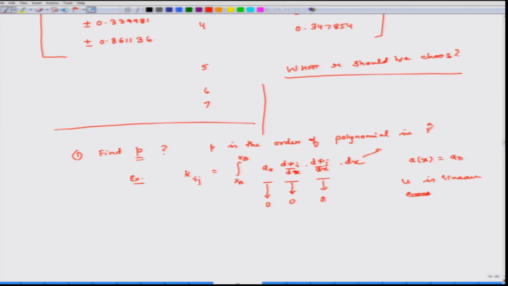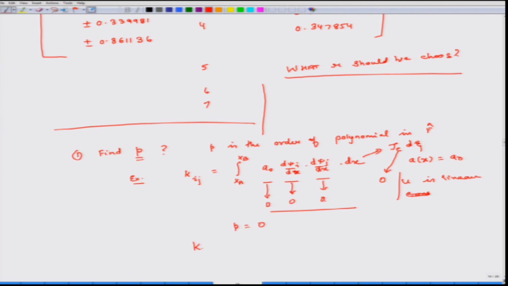So now, 0 plus 0 plus 0, and what is dx? dx is J times d zeta, and what is J? For straight elements it is constant, we saw that, we wrote that earlier. So J is also constant, its order is also 0. So what that means is that P in this case is equal to 0. This is the first step.